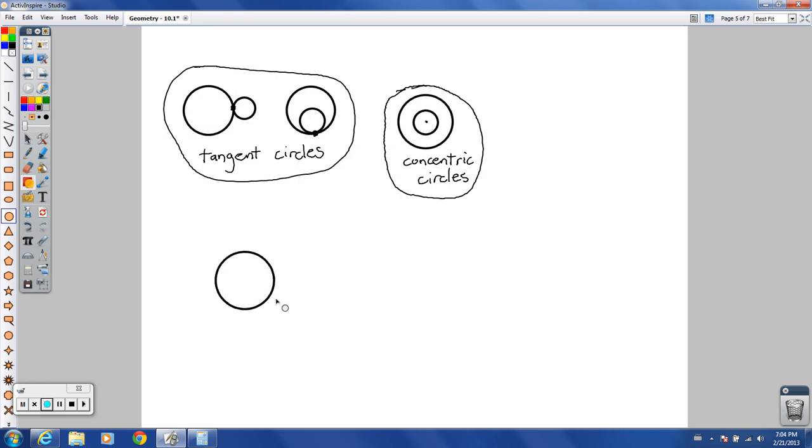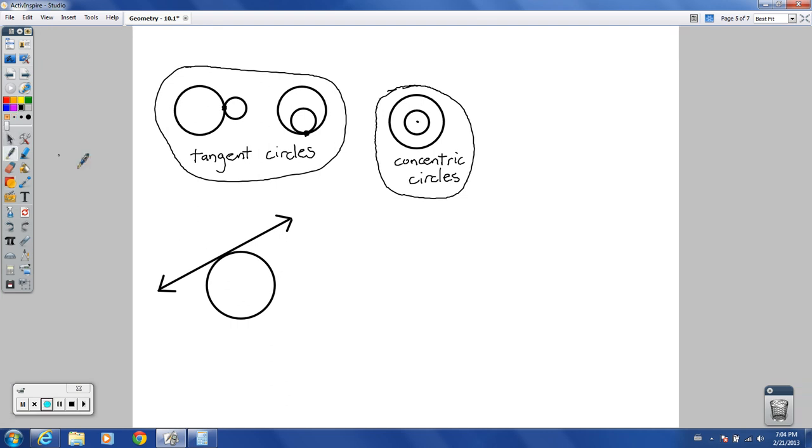Another picture I'd like you to draw looks like this. So draw a circle and draw a line, a tangent line here. Draw a tangent line. We know it's a line because it goes forever in both directions, and we know it's a tangent line because it just touches right there.